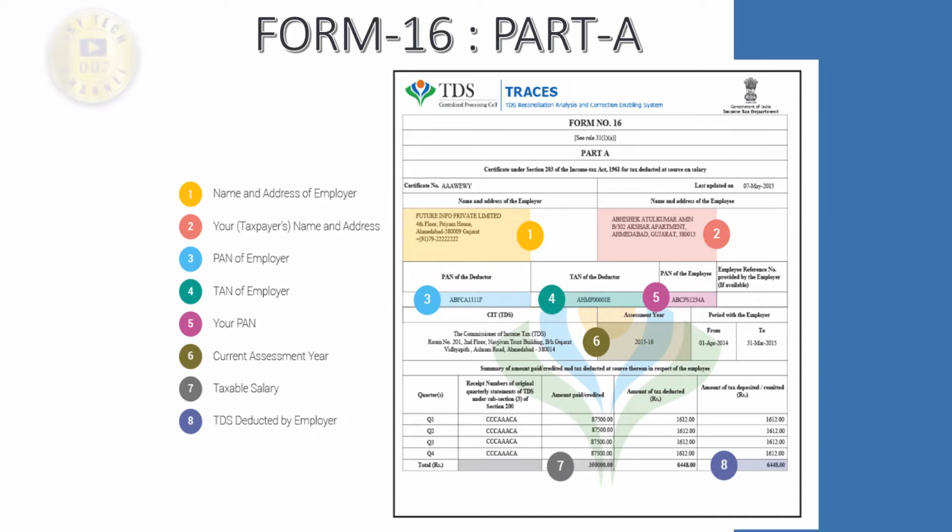1. Name and address of employer. 2. Your name and address. 3. PAN of employer. 4. TAN of employer. 5. Your PAN. 6. Current assessment year. 7. Taxable salary. 8. TDS deducted by employer.